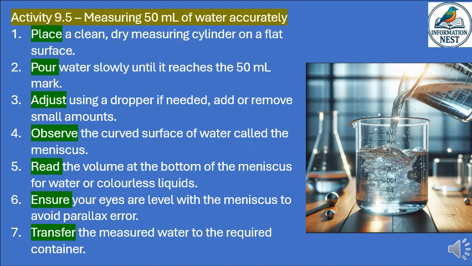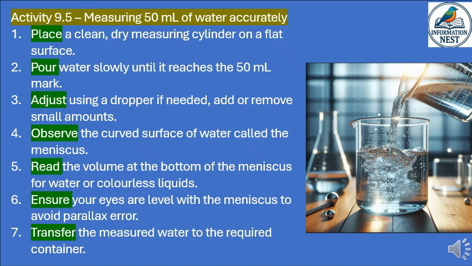It's time to get practical. In activity 9.5, we are going to measure exactly 50 milliliters of water. Not 49, not 51, but spot on accurate. Let's do this step by step. Step 1. Start with a clean, dry measuring cylinder. No leftover drops, no sticky stuff, just a fresh start. Step 2. Place it on a flat surface. No tilting, no holding it in your hand. We want stability like a scientist's calm focus. Step 3. Pour water slowly until it reaches the 50 ml mark. Don't rush. Precision loves patience.